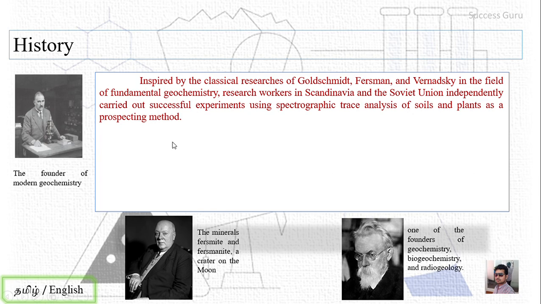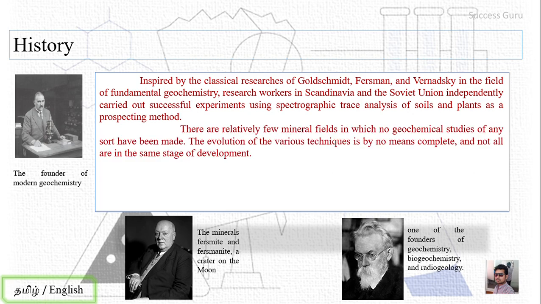So here you can see Goldschmidt, the founder of modern geochemistry, and here you can see Fersman, the minerals Fersmite and Fersmanite and a crater on the moon have been named after him, right? And here is Vernadsky, one of the founders of geochemistry, biogeochemistry, and radiogeology. So they are the prominent pioneers in geochemistry.